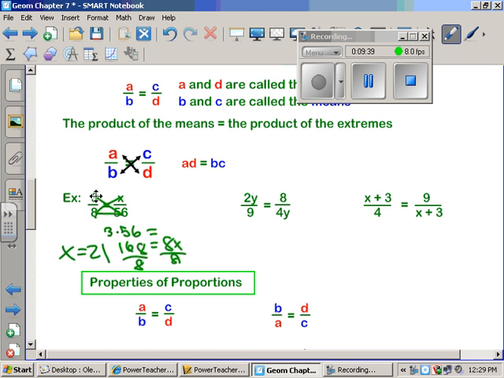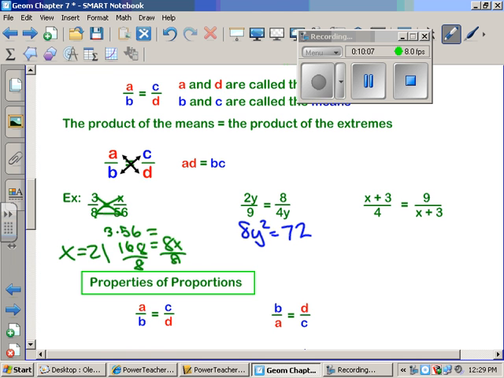So again, using that means extremes or cross products formula, I'm going to multiply across. So what's 2y times 4y? Not 8y. 8y squared, because y times y is y squared, right? So that's 8y squared equals 9 times 8, which is 72.